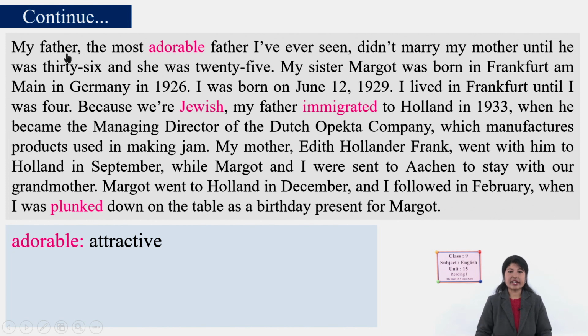My father. So she started writing about her own background, about her family. My father, the most adorable, attractive father I have ever seen, didn't marry my mother until he was 36 and she was 25. That means her parents got married when her father was 36 and mother was 25. My sister, she is introducing her parents and then her sister, family members one by one. My sister Margaret was born in Frankfurt am Main in Germany, in 1926. I was born on June 12th, 1929.